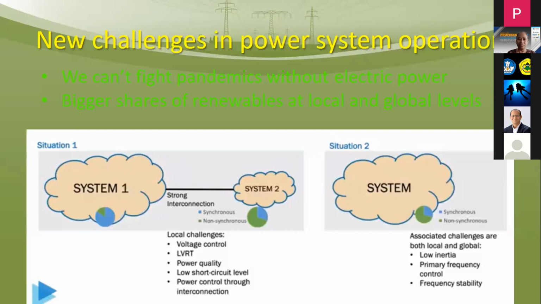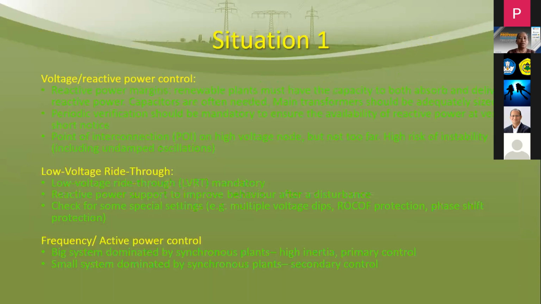In situation 1, we can use a synchronous motor to control the inertia, but the second one has the properties of low inertia. So in situation 1, if we talk about voltage or reactive power control, we must set the reactive power margin. Renewable plants must have the capacity to both absorb and deliver reactive power.